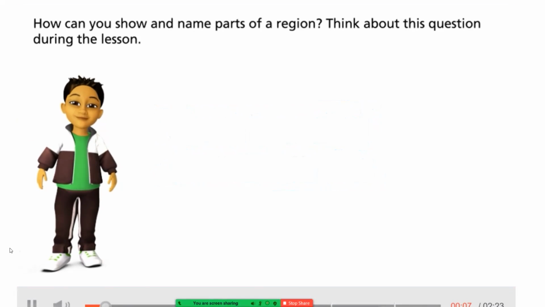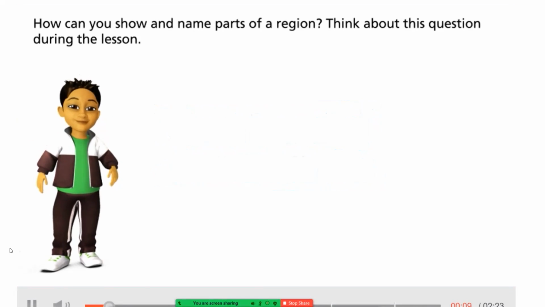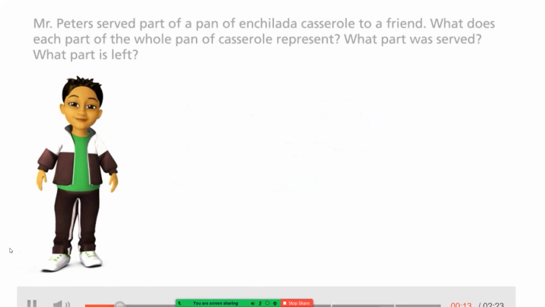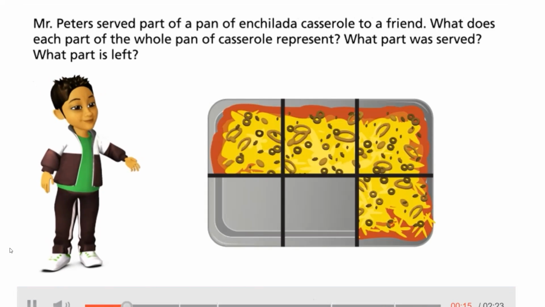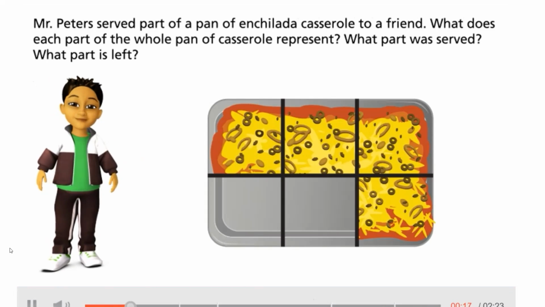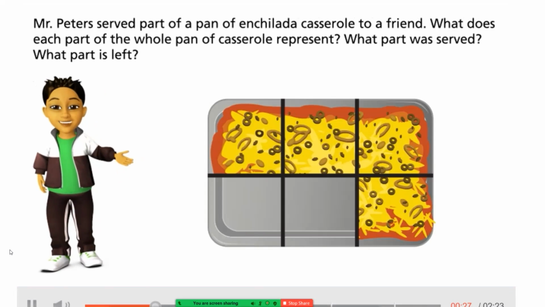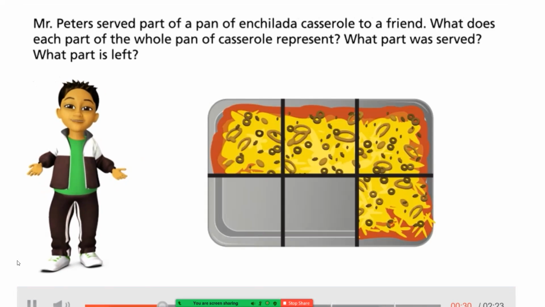How can you show and name parts of a region? Think about this question during the lesson. Mr. Peters served part of a pan of enchilada casserole to a friend. What does each part of the whole pan of casserole represent? What part was served? What part is left? All these parts look pretty tasty, that's for sure.